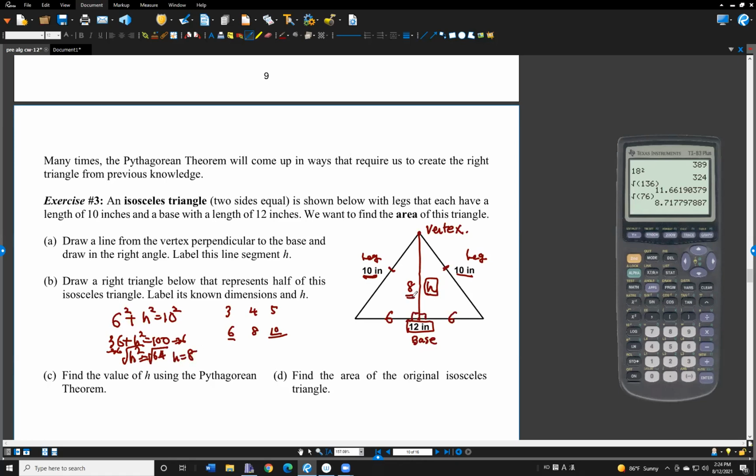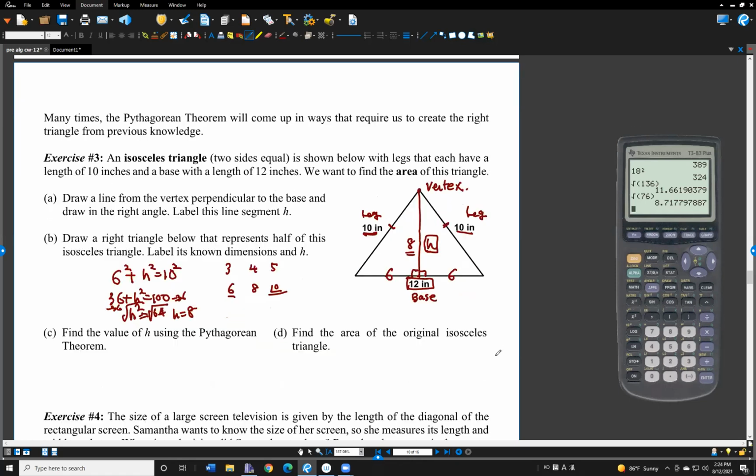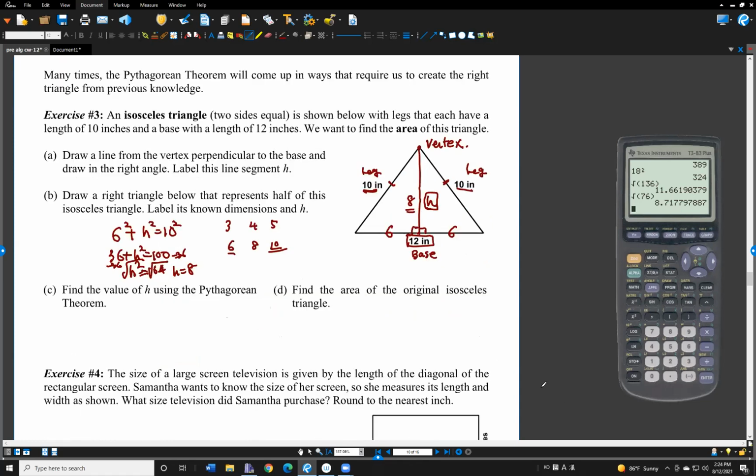Now what is the area of this isosceles triangle? The base is still 12, the height is 8, times and divided by 2 is the area of the original isosceles triangle. When you divide by 2, this is 1, this is 6. So the area will be 48, the area of this isosceles triangle. Is it okay?